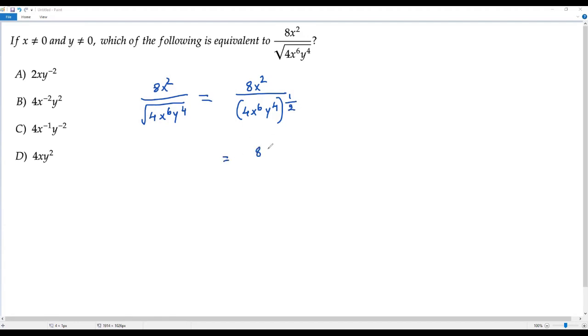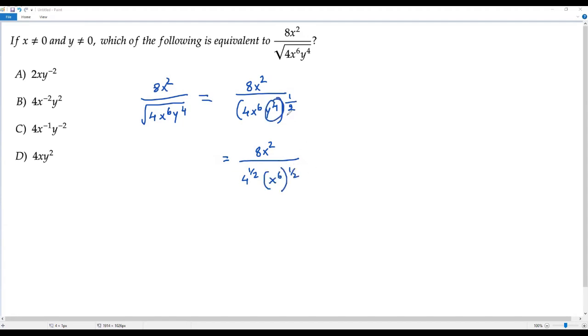Okay, now 8x squared divided by 4x to the 6th power, y to the 4th power. All of them are multiplied and we have the common exponent 1 over 2. Whenever two or more quantities are multiplied and we have a common exponent, we can distribute this exponent to each quantity inside the parenthesis. When I distribute this exponent 1 over 2 to the 4, I get 4 to the power of 1 over 2. And when I distribute it to x to the 6th power, I get x to the 6th power raised to the power of 1 over 2.